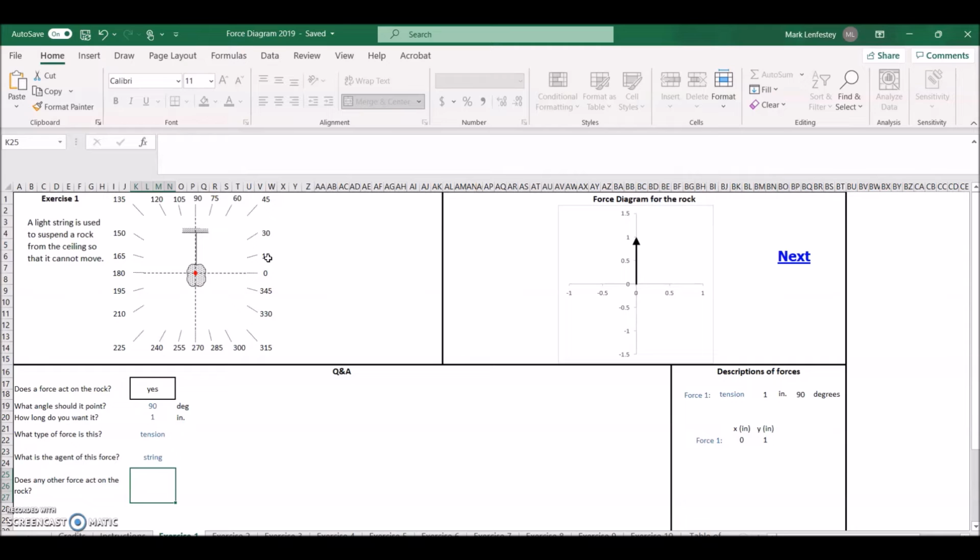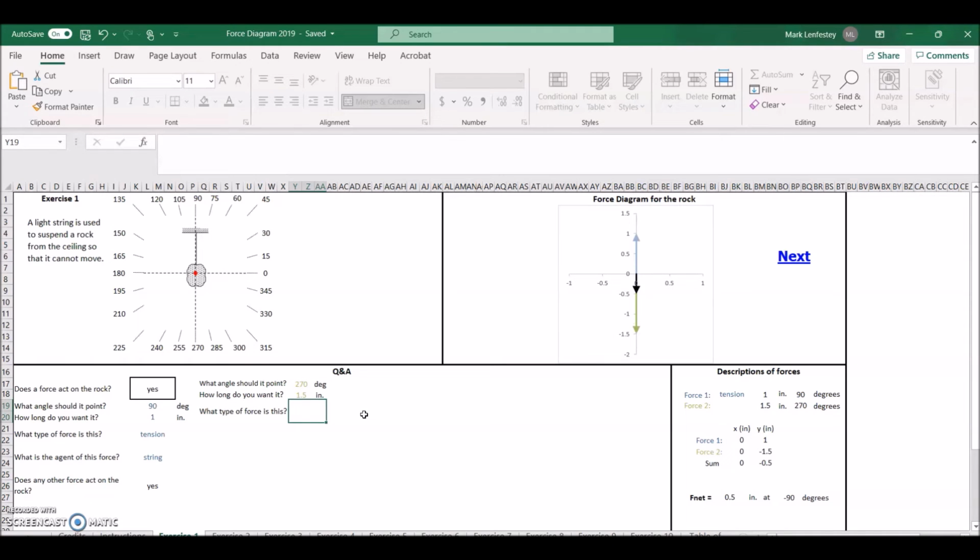Does any other force act on this? Well, I could say no, but it'll kind of disagree with me again. So I'm going to say yes. What angle should this new force point? Looking at the picture, 270 degrees. How long do I want to draw? Let's say 1.5. What type of force is this? I'll say it's gravity, or I could say weight. What's the agent of this? What causes it? What's the dealer? That would be Earth. Is there any other force? I'll say no, no other forces.